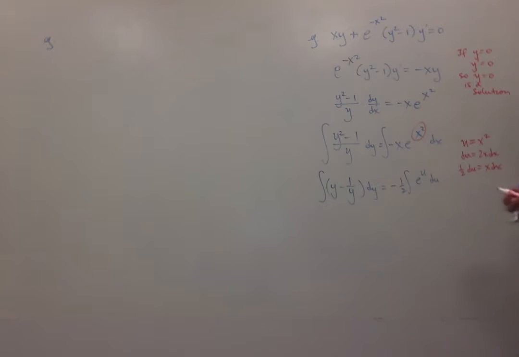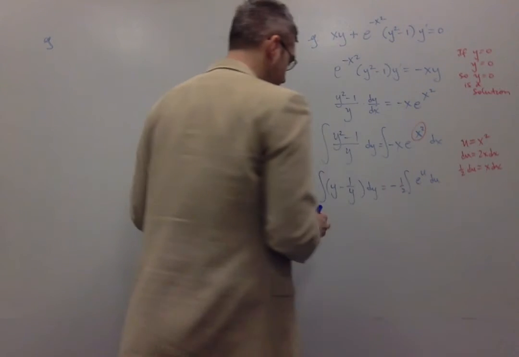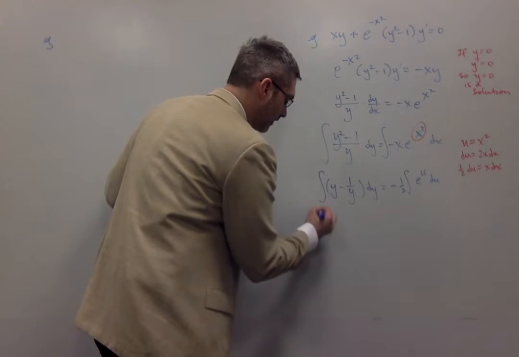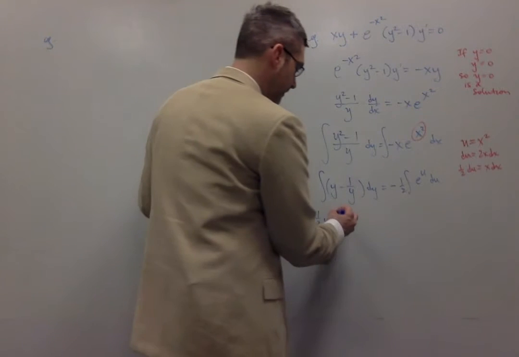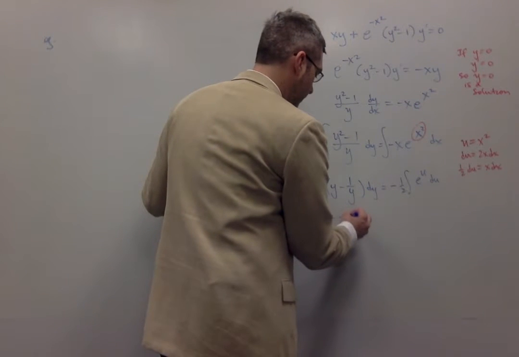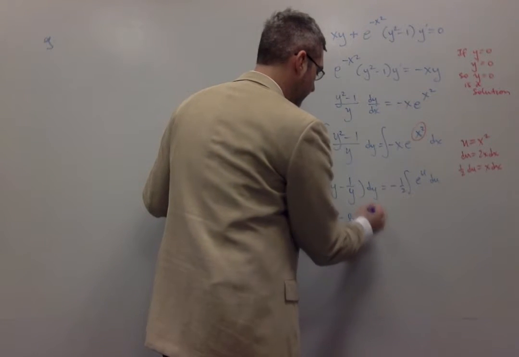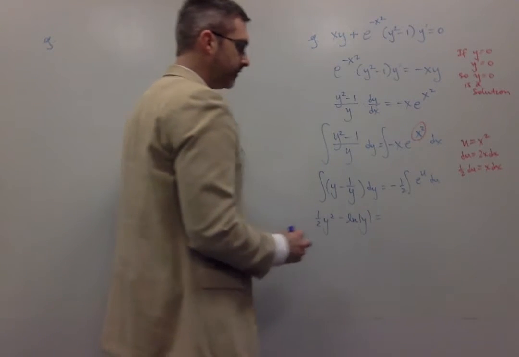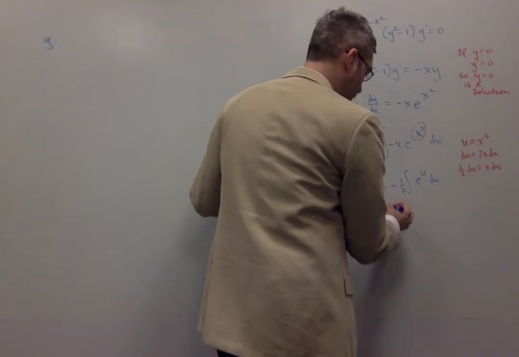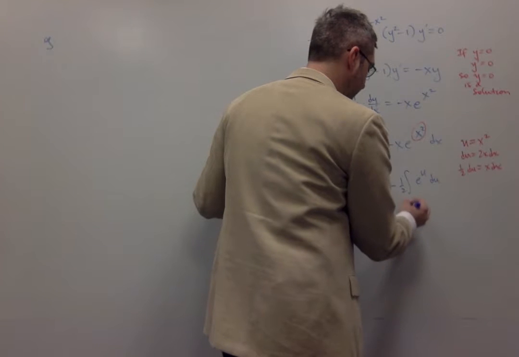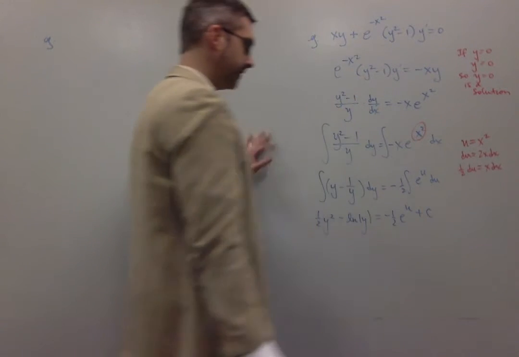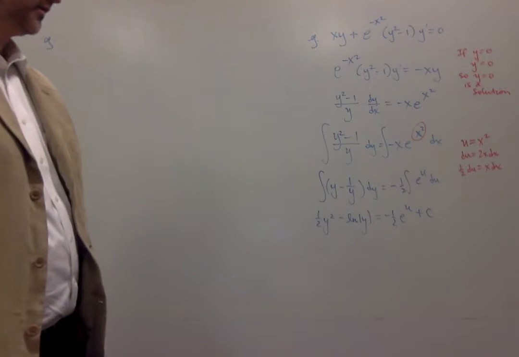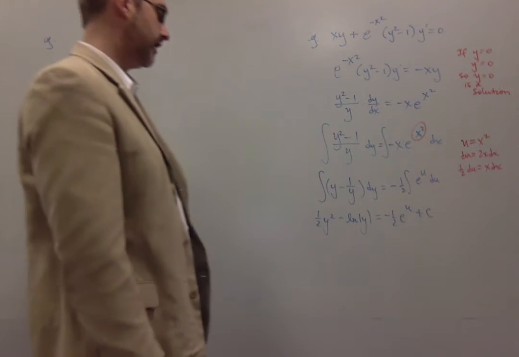Okay, so now both of these integrals are in forms that I can actually integrate. So the y becomes 1/2 y squared. The 1 over y becomes the natural log of the absolute value of y. And then negative 1/2, the antiderivative of e to the u is just e to the u, plus c. Okay.